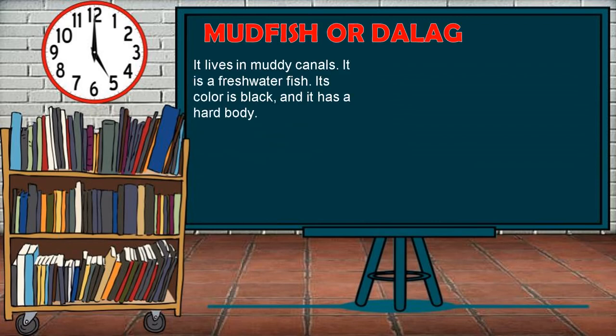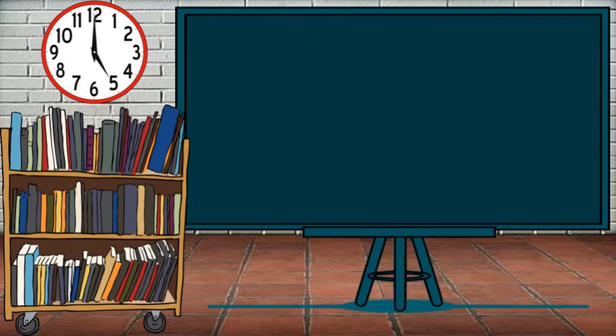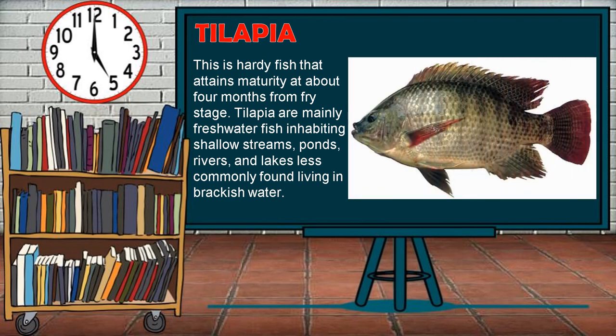Mudfish or dalag. It lives in muddy canals. It is a freshwater fish, its color is black, and it has a hard body. Tilapia. This is a hardy fish that attains maturity at about 4 months from fry stage. Tilapia are mainly freshwater fish inhabiting shallow streams, ponds, rivers, and lakes, less commonly found living in brackish water.